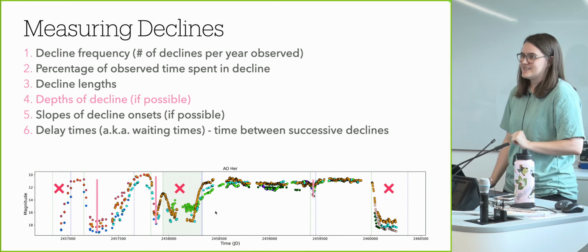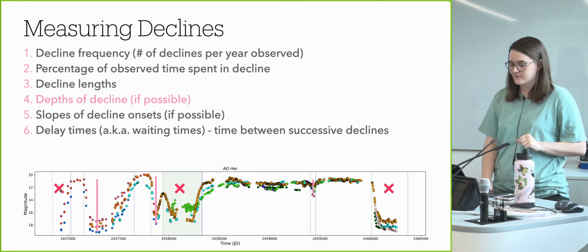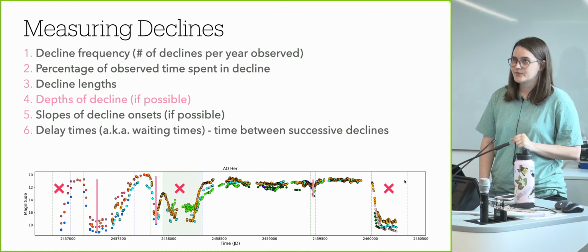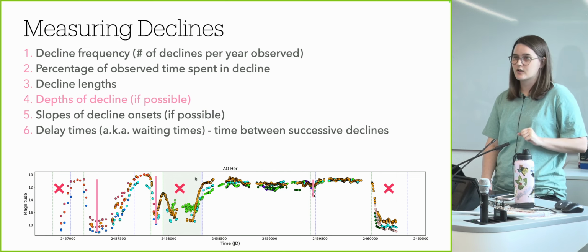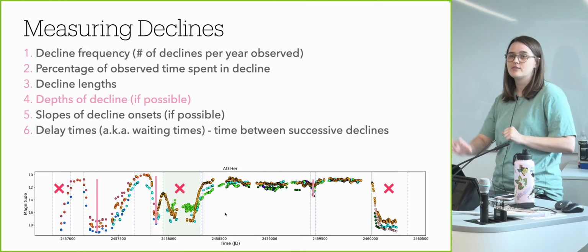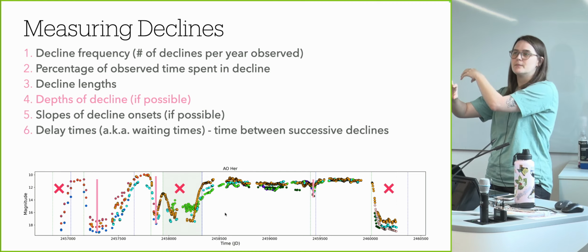We also want to know the depths of declines, if possible. So if possible means if you don't have the full decline, we don't count those. And if it's a nested decline, we also don't count those, and that's because you have a recovery occurring while a decline is happening, so you don't know about the actual dust puff itself. It's sort of a combination of multiple puffs.